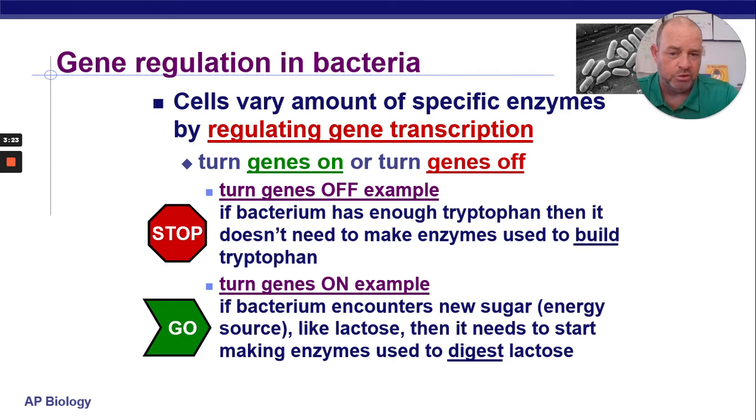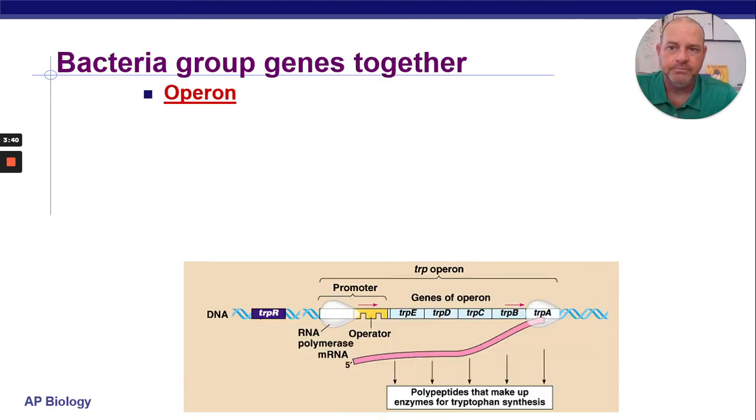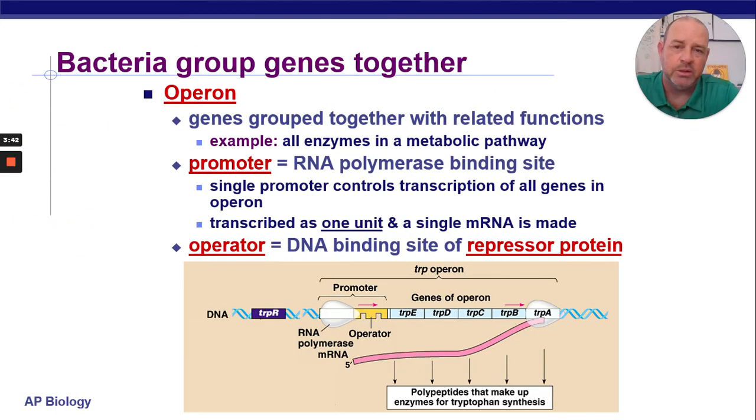If it encounters a new sugar or an energy source like lactose, then it needs to start making the enzyme that's going to digest that lactose. They can use that energy source, right? They have to start making lactase in order to digest the lactose. So they're turning things on and turning things off constantly. The way they do this is they use operons.